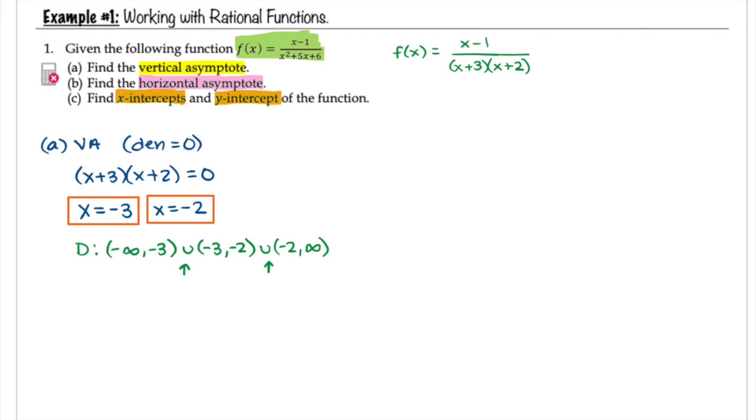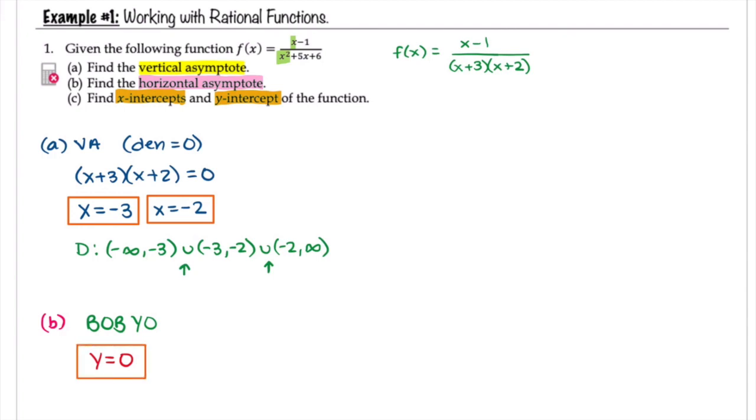For part B, we are going to find the horizontal asymptote. To find the horizontal asymptote, what we are going to be determining is where is the exponent larger? Is it larger on the top? Is it larger on the bottom? Or are they exactly the same? Here we have a large-on-bottom case because we have an x to the first and an x to the second, meaning big on bottom. Big on bottom, that is our y equals 0, which means that our horizontal asymptote is the line y equals 0.